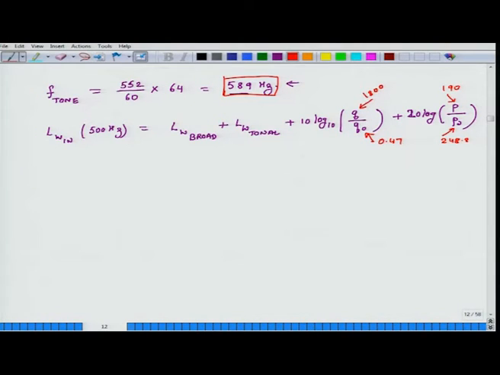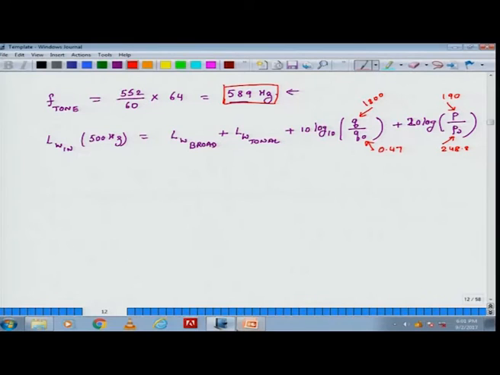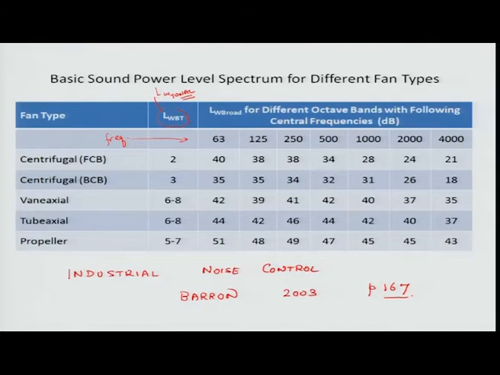Okay. So, in this relation for LW in, we have figured all these parameters except for LW broad and LW tonal. And where do we get them from? From that table. So, let us look at that table. What type of a fan is this? This is a centrifugal FCB or forward curved blade. We will look at this particular row. What is the value of LW tonal? 2. So, this is the number we are going to put in that relation.